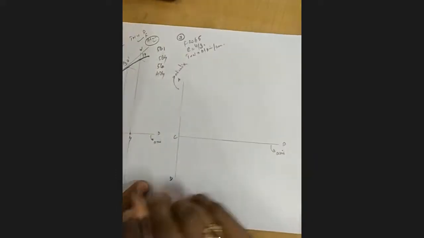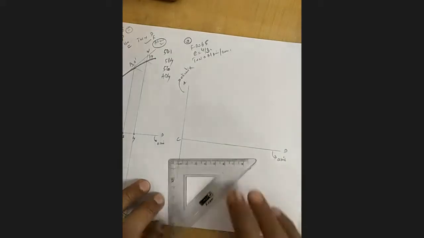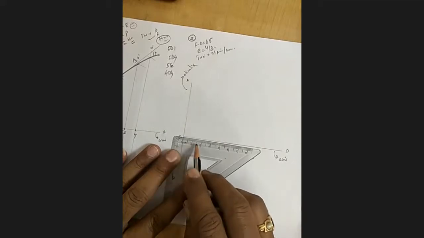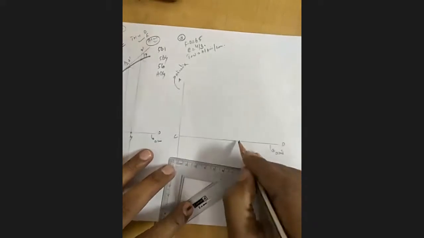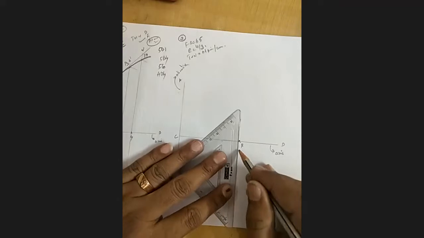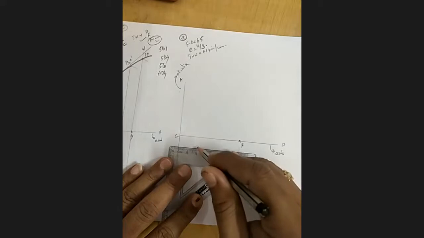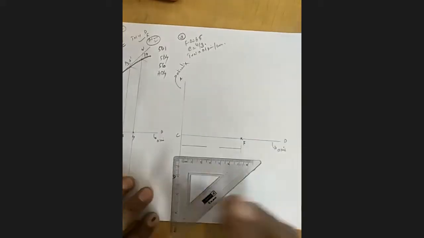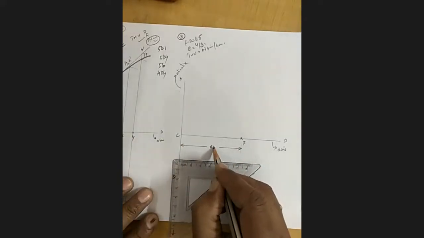Right. Now, how much distance is given, Amma? 65. So measure: focus is located 65 mm from the directrix, 10, 20, 30, 40, 50, 60, 65. This is the directrix, 65 mm.